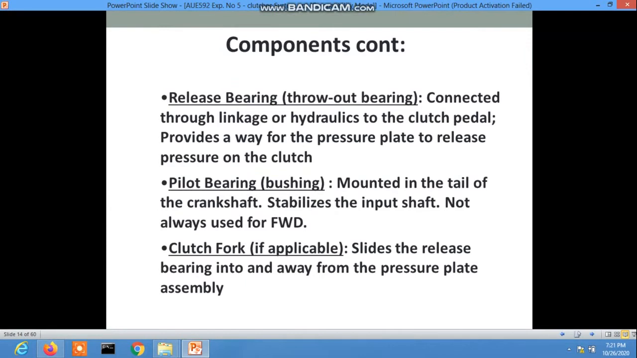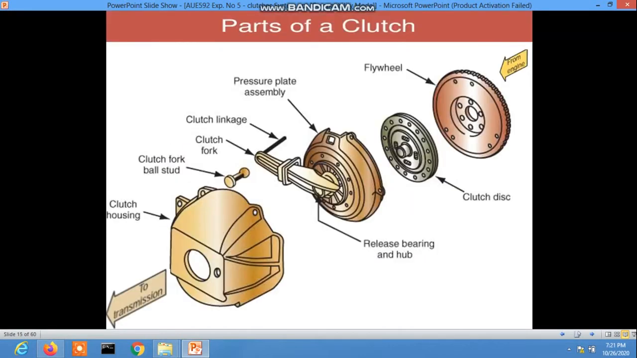Now, here are the parts of the clutch. This is the power transmission system, that is, power comes from the engine and goes to the transmission. So the arrow is here. First of all, the first component is the flywheel, and this one is the clutch disc.